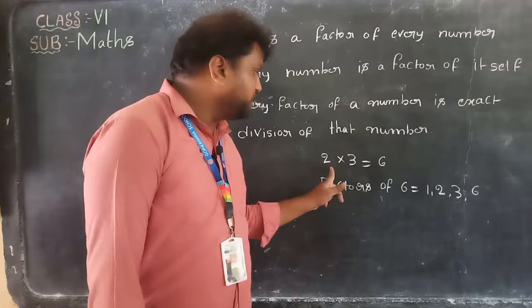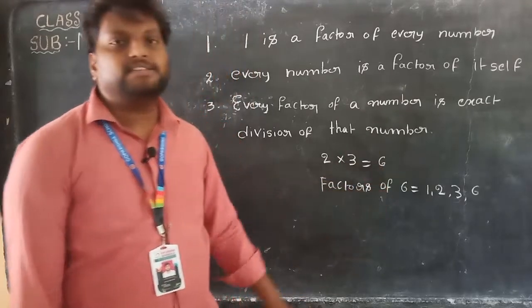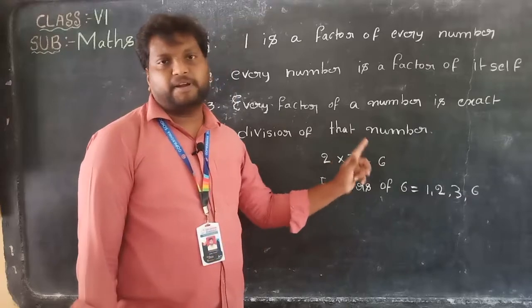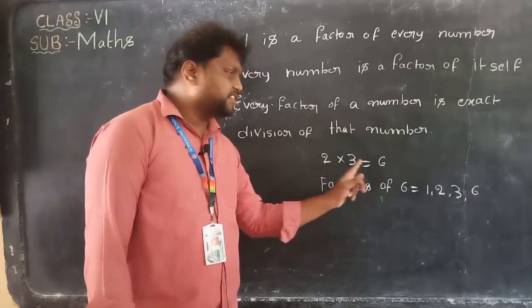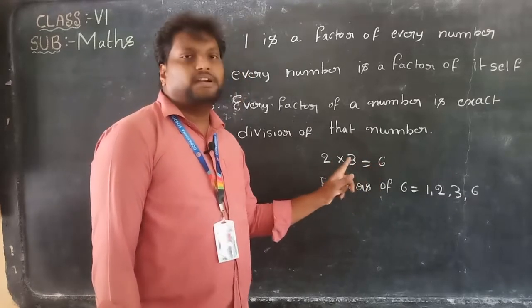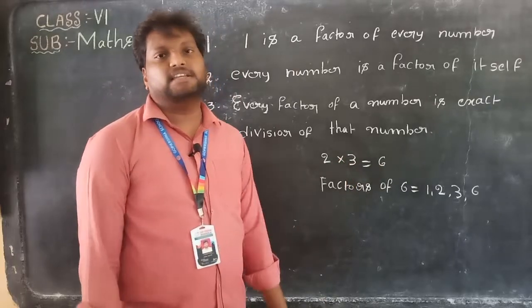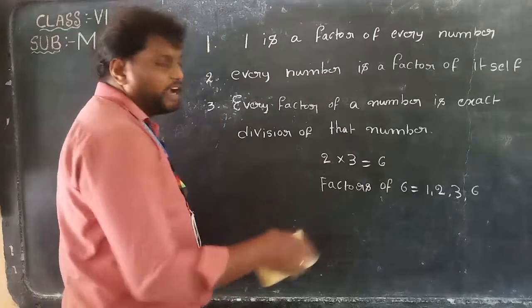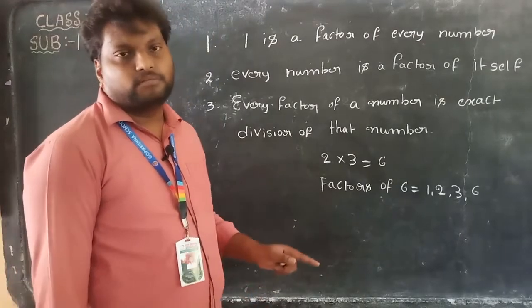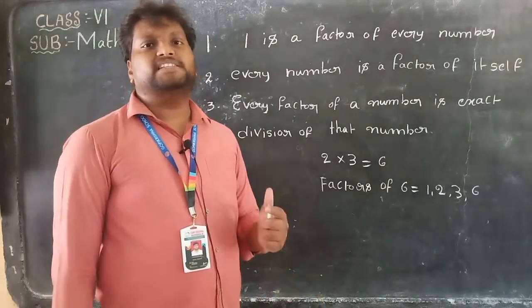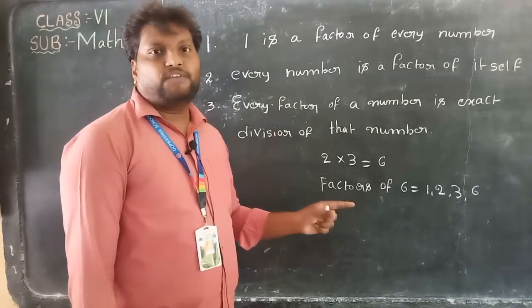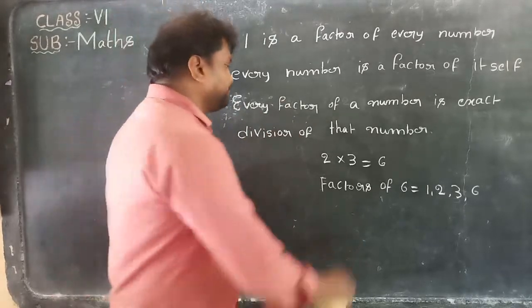For example, here 2 is a perfect factor of 6. Why? Because when 6 is divided by 2 we get remainder 0, and similarly when 6 is divided by 3 we get remainder 0. If it is a factor, it is exactly divisible; if it is not divisible, then it is not a factor.